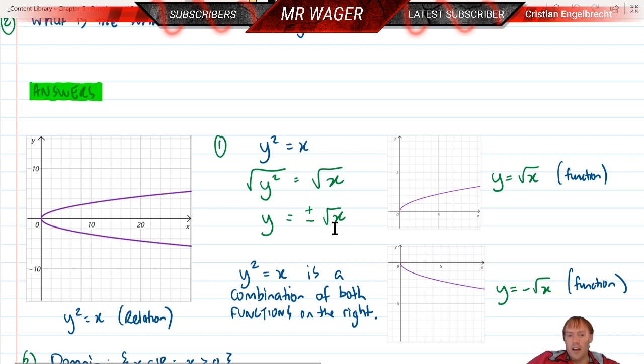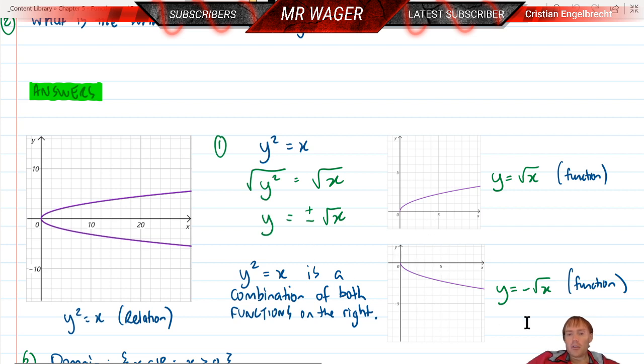What do each of these graphs look like? Well, y equals the square root of positive x looks like this, a graph like that, and that's a function, right? So if I was to draw a vertical line through any part of this graph, it only cuts the graph in one spot, so that's the most it does, so therefore it's a function.